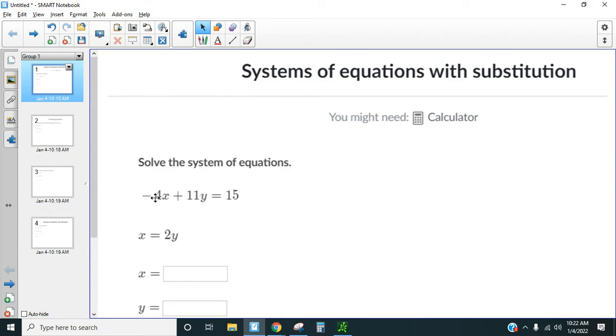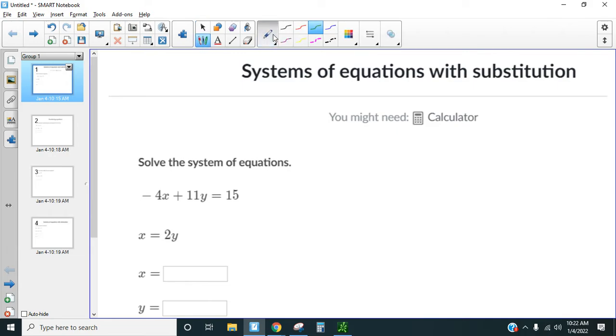We have this one with negative 4x plus 11y equals 15, and x equals 2y. We're supposed to solve the system. That means we have to solve for two variables. In math, if you have to solve for two variables, how many equations do you need? Two, right? Which we have. If we had three variables to solve for, how many equations would we need? At least three, right? We could have more. But in this case, we have two.